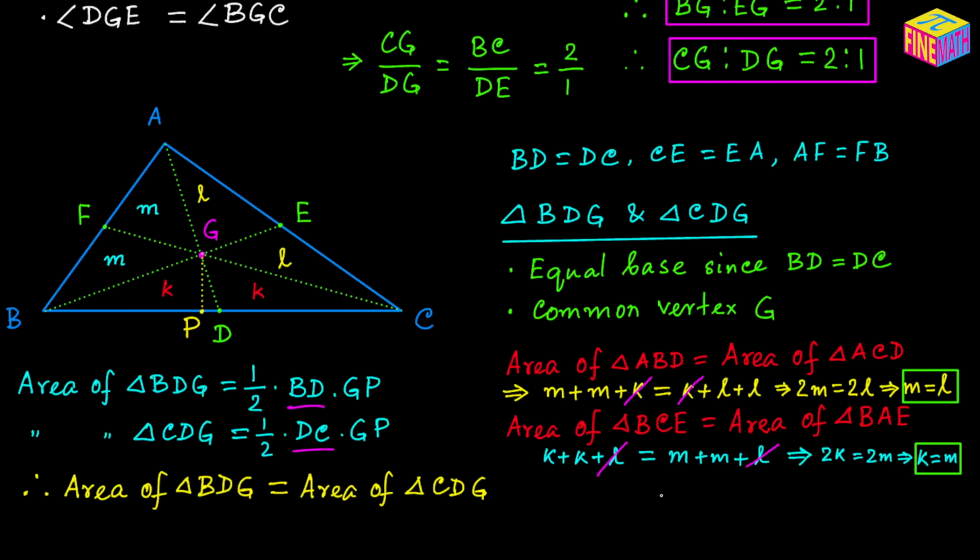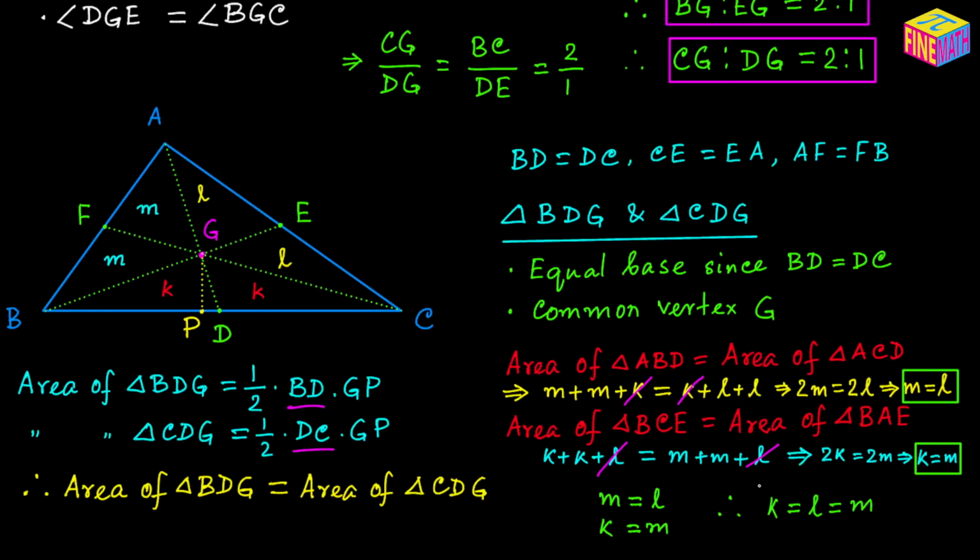And now if you think about it, we have been able to show that M is equal to L. That means those two areas are equal. And also we have been able to show that K is equal to M. So let me write it down. M is equal to L and we have K is equal to M. So from these two equations, we can clearly say that K is equal to L is equal to M.